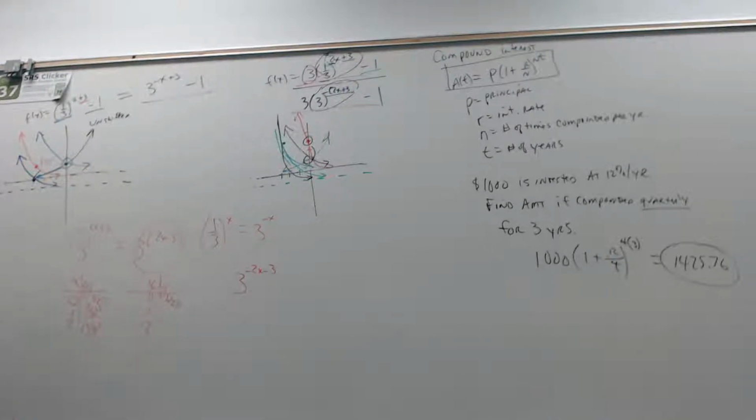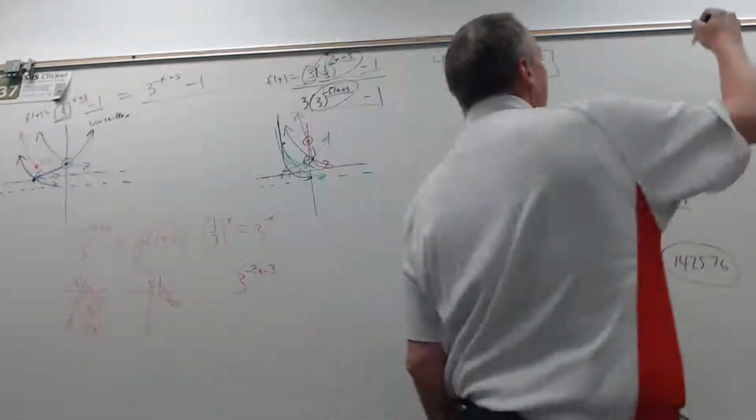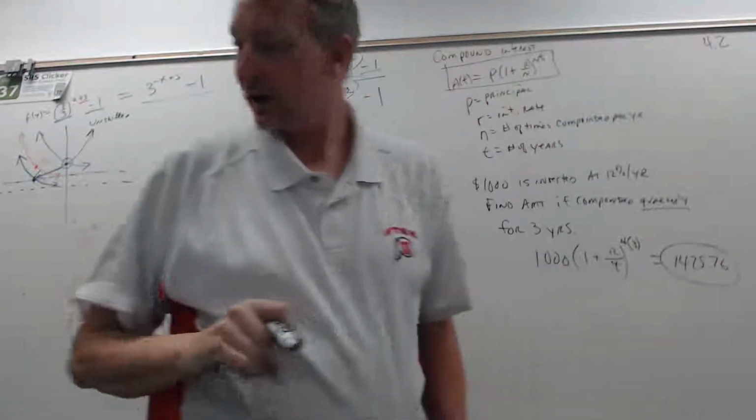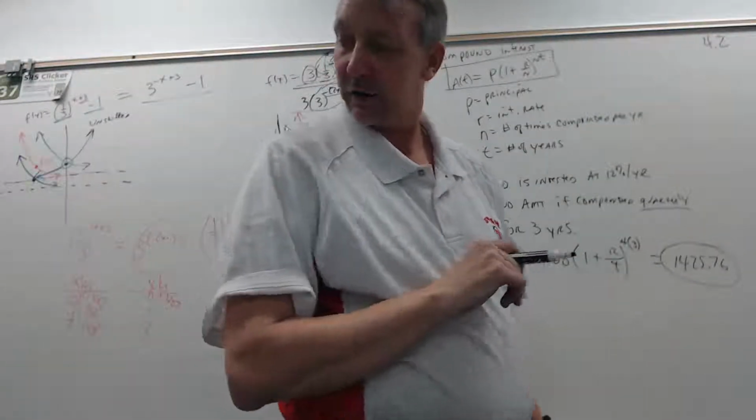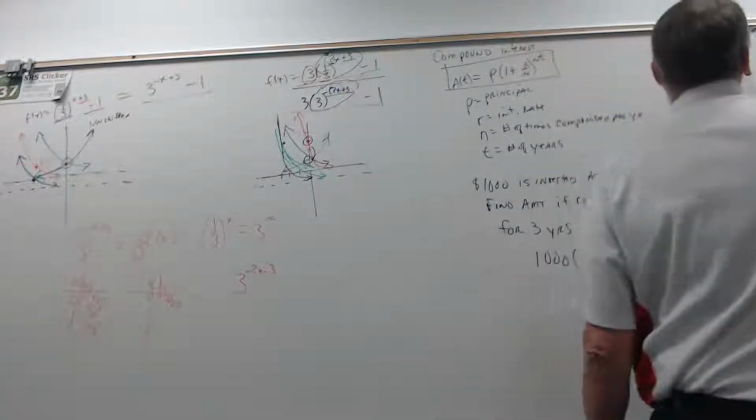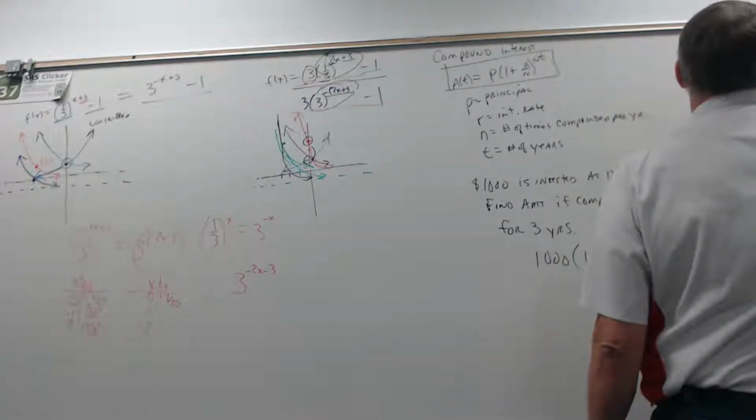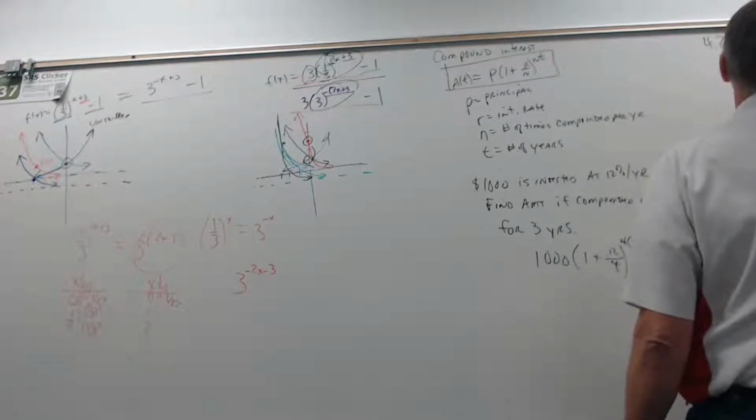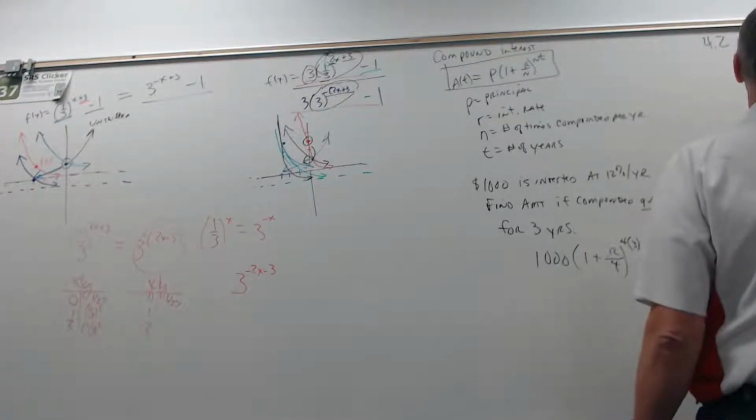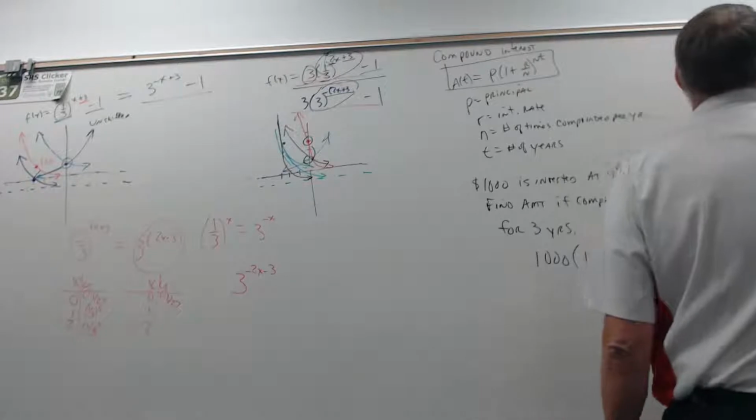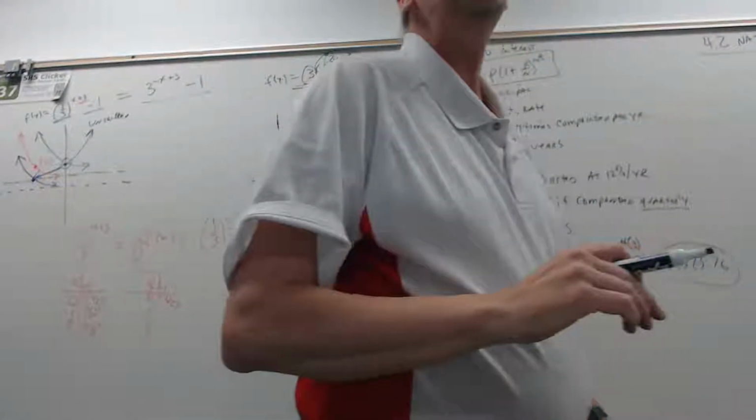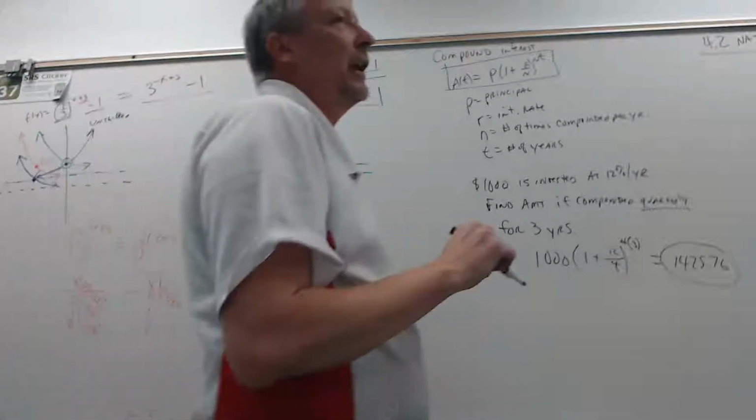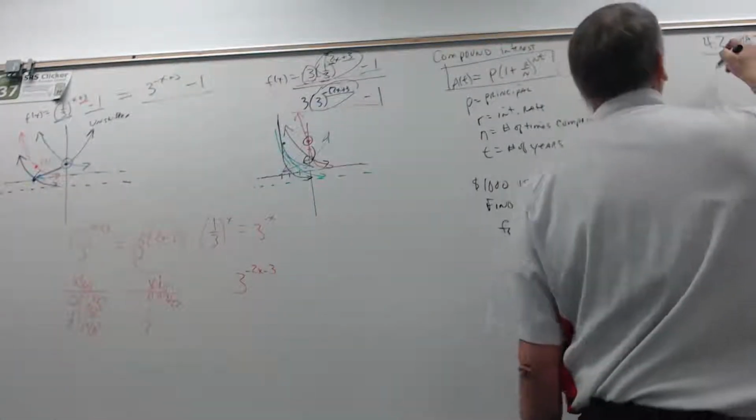But let's move on to 4.2, which is really just an extension of 4.1, but we're going to talk about the natural exponent. It's exponent graphing. It's going to be more of the same, more exponential functions. In this case, there is a letter E.